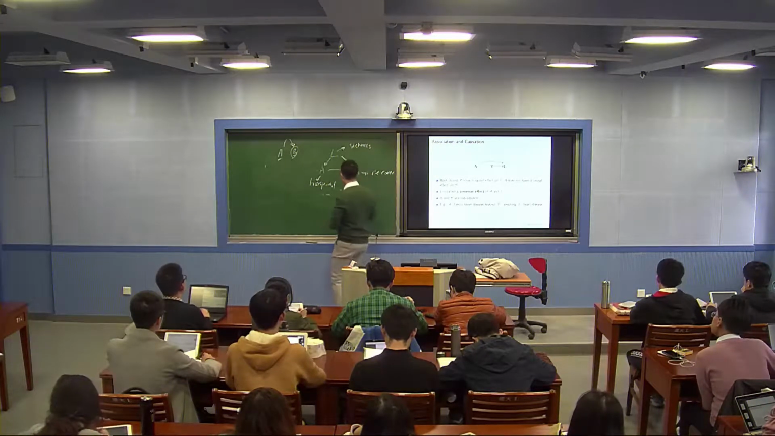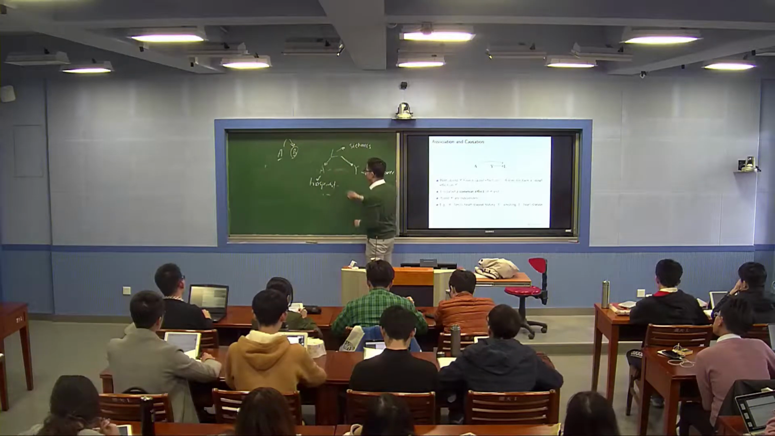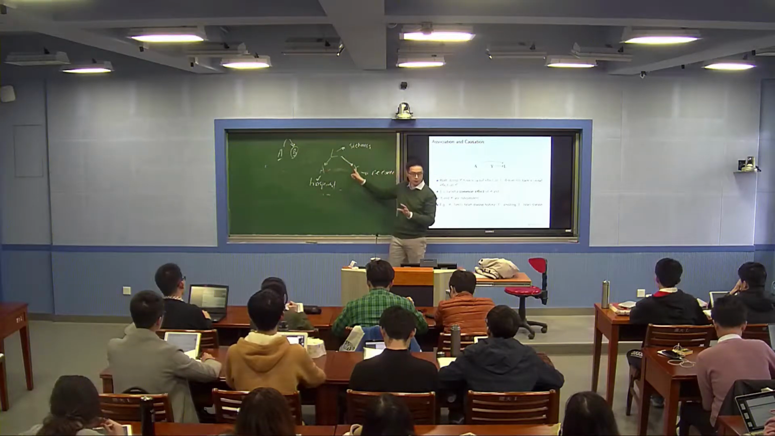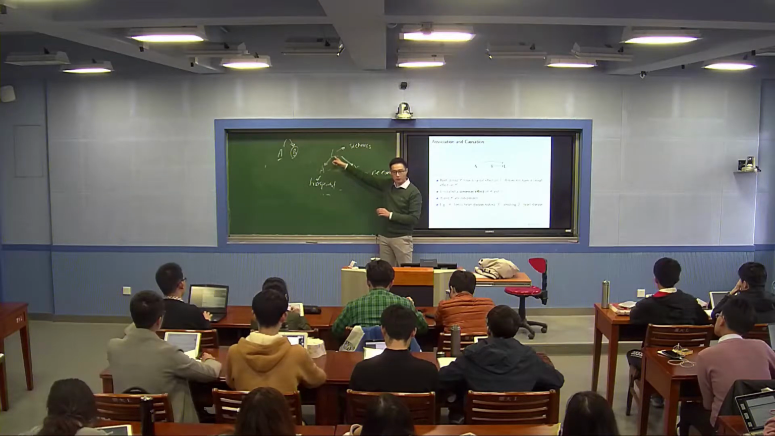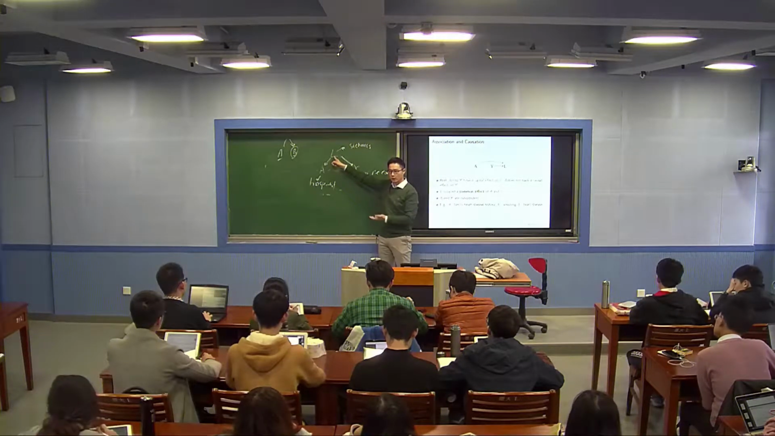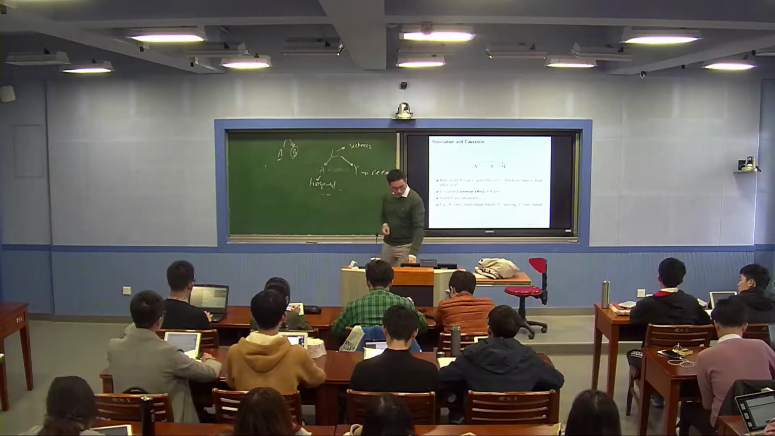Why can we not trust correlation? Because even without causation, these two will become correlated simply because of the common cause. Okay, common cause. That's what this model tells us.